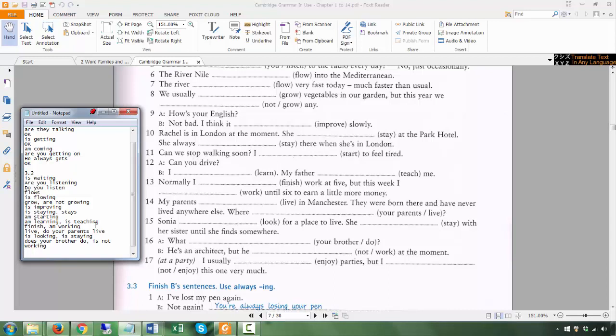Okay. When it says at the moment, it really does not mean right this second. It says in this time of his life, he's not working. Normally he works as an architect, but right now he may be transitioning jobs, he may be taking time off. All right. I usually enjoy parties, but regularly I enjoy, but right now I am not enjoying this one very much.